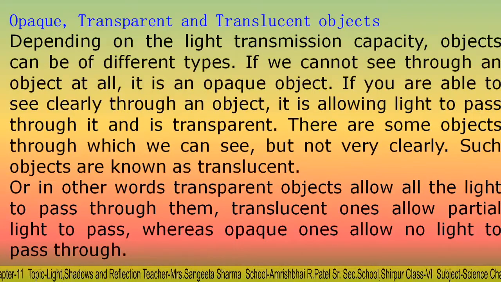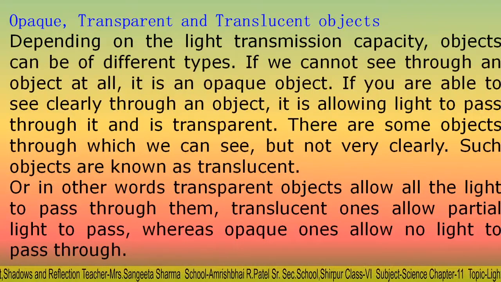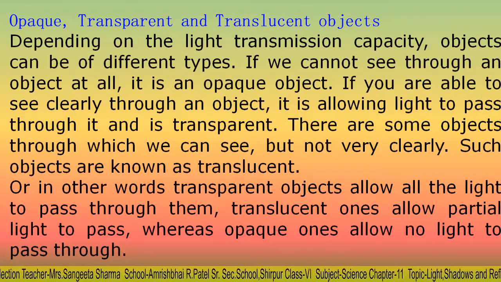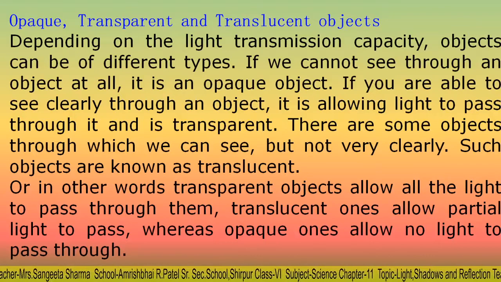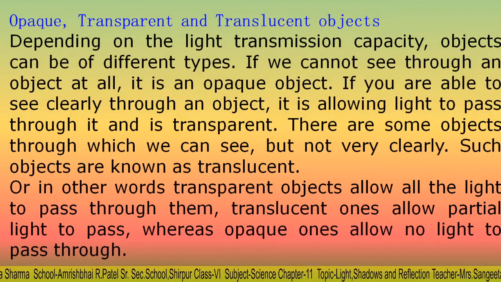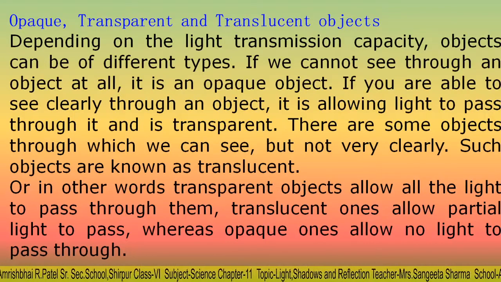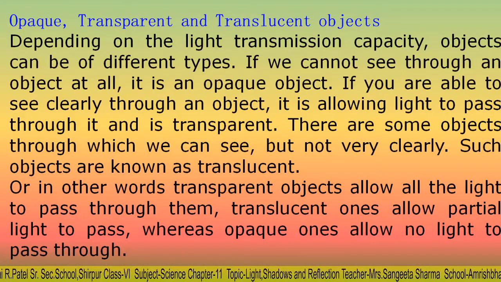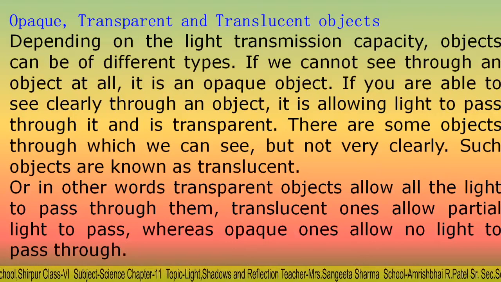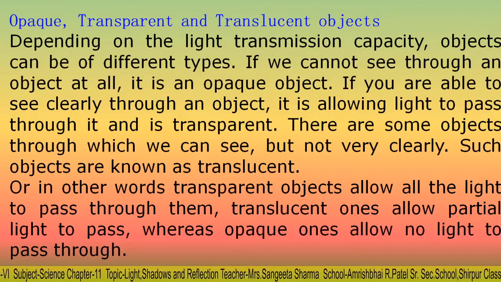Now here you can see opaque, transparent and translucent objects. Depending on the light transmission capacity, objects can be of different types. If we cannot see through an object at all, it is an opaque object. If you are able to see clearly through an object, it is allowing light to pass through it and is transparent. There are some objects through which we can see, but not very clearly. Such objects are known as translucent objects.